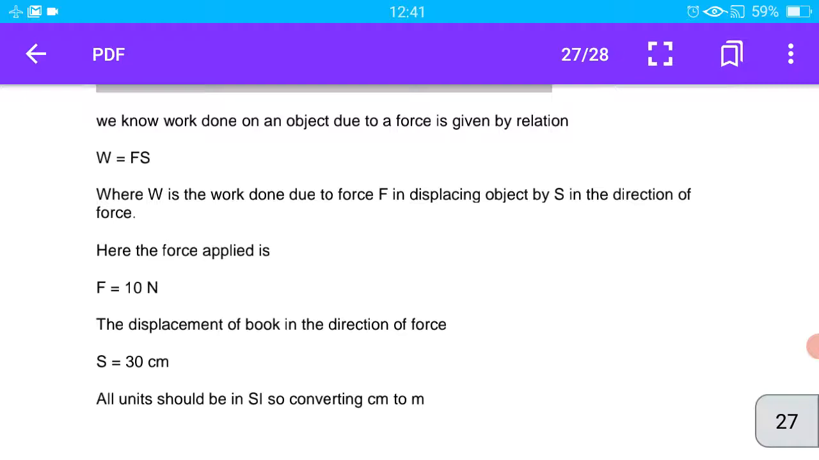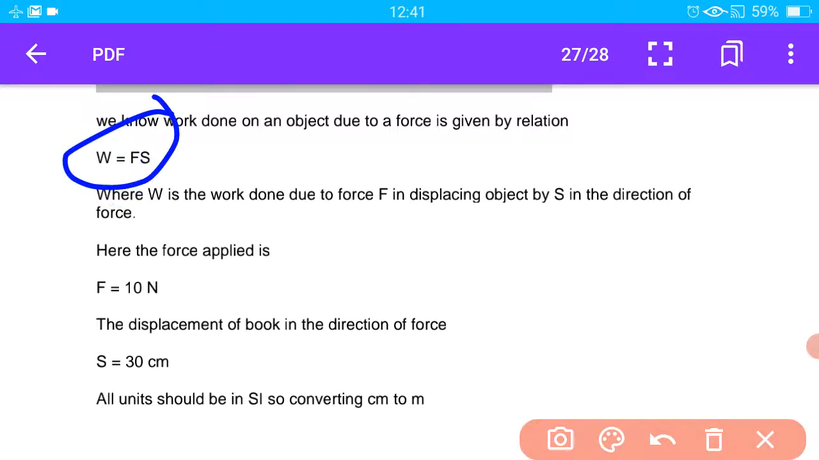We know work done on an object due to a force is given by the relation W equals F times S, where W is the work done, F is the force displacing the object by S in the direction of force. Here the force applied is F equal to 10 Newton. The displacement of the book in the direction of force is S equal to 30 centimeters. All units should be in SI, that means System International. So converting cm to m.